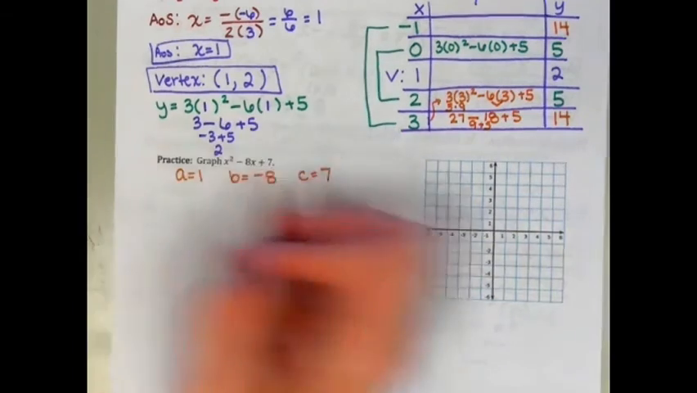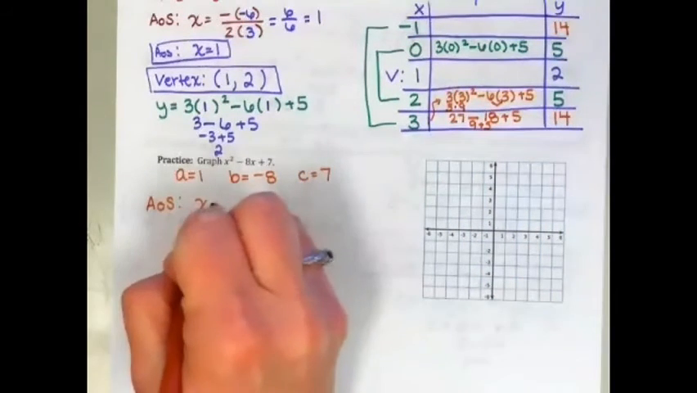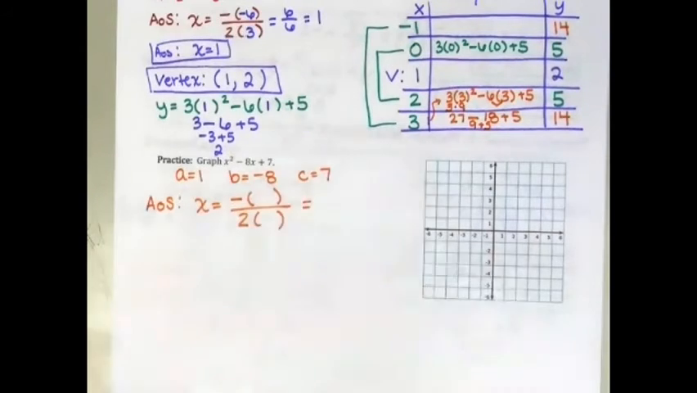Okay. So in this case, find my axis of symmetry for me. x equals negative b over 2 times a. Go ahead and find my axis of symmetry.